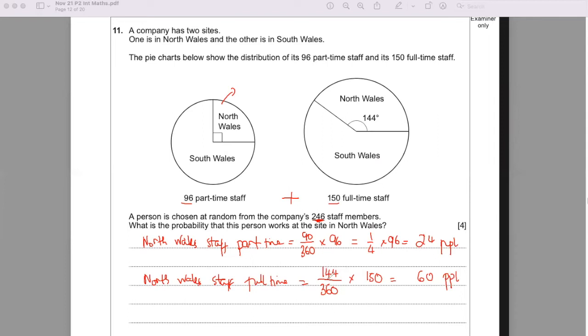Okay, so a person is chosen at random from the company's 246 staff members. So the probability that this person works as a site in North Wales, you have to add these two to see how many staff in North Wales. So staff in North Wales would be, you add them, 24 plus 60, and that would be 84 people. Okay, and the probability, now it's easy, would be 84, which is how many staff members in North Wales, divided by the total, and that is your probability. And you don't actually have to put that in the simplest form, and that should be your final answer.